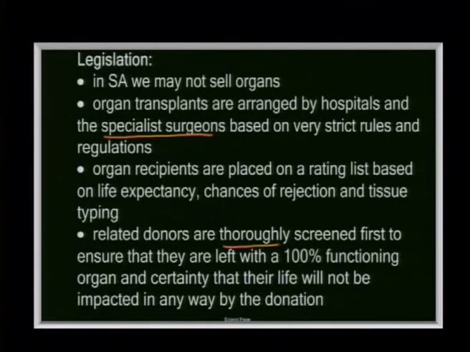So first of all, they've got to check that you really need it. Secondly, they have to do tissue typing and make sure that the chances of you rejecting that heart are as little as possible. All right, so your related donors are thoroughly screened first to ensure that they are left with a 100% functioning organ. Now, this is clearly if there's a kidney transplant, okay? But in the case of a heart, they're going to make sure that it's a very close tissue typing, so the chances of rejection are minimal, and they're going to make sure that it's worthwhile doing the operation. All right, so what kind of chances do you have of surviving? If it's less than 50%, they rather give that heart to someone who's got a better chance of surviving.